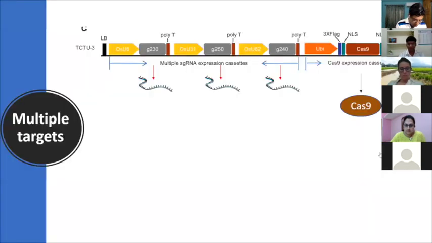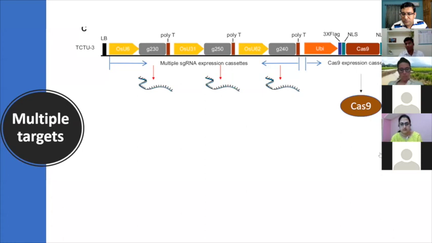Now this CRISPR-Cas9 also allows us to deactivate or disable multiple targets or multiple genes in one experiment. So you don't have to go one by one. You can design one single experiment and target as many as 8 to 10 targets in a single experiment. So how could it be done?